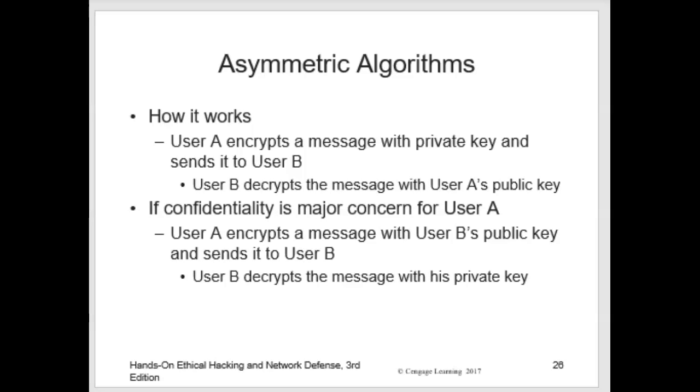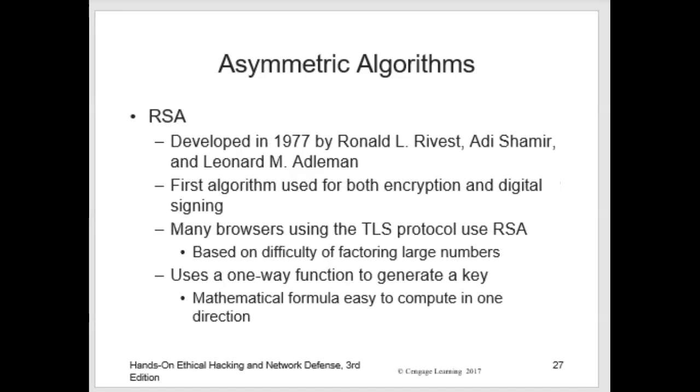So here's how it works, right? User A is going to encrypt a message with a private key. That's me. I'm sitting at my computer, and I'm going to send it to you, you're user B. And user B, then you're going to decrypt the message using my public key, right? So if confidentiality is a major concern for me, what I'm going to do is encrypt the message with user B's public key and send it to you, you're user B, right? I'm going to send it to you. And you will decrypt that message with your private key, right? Which only you know.